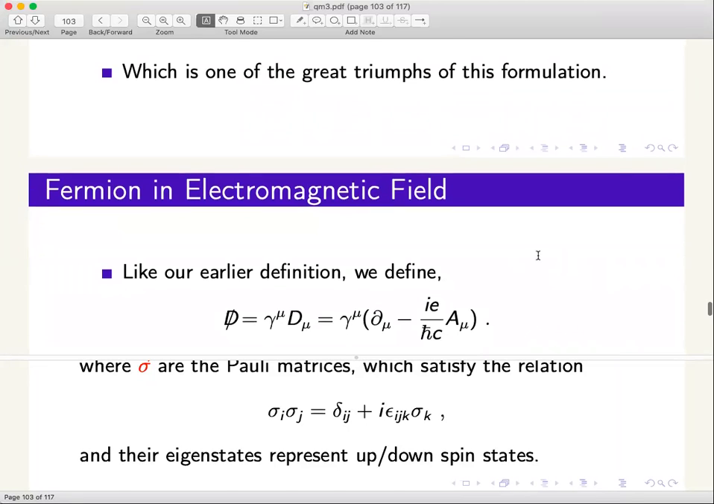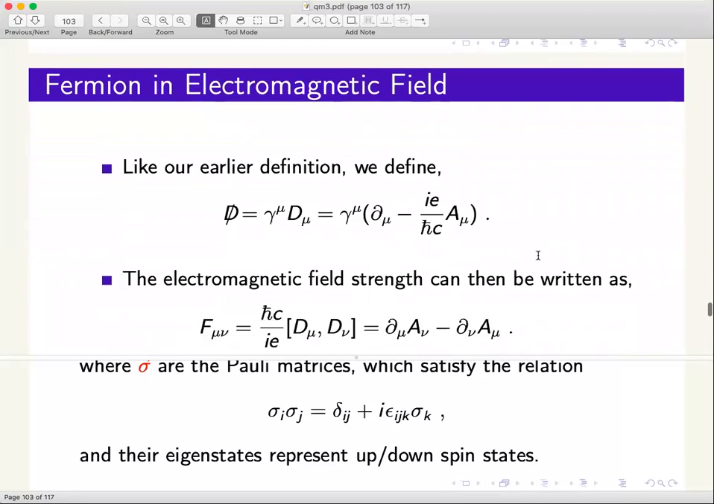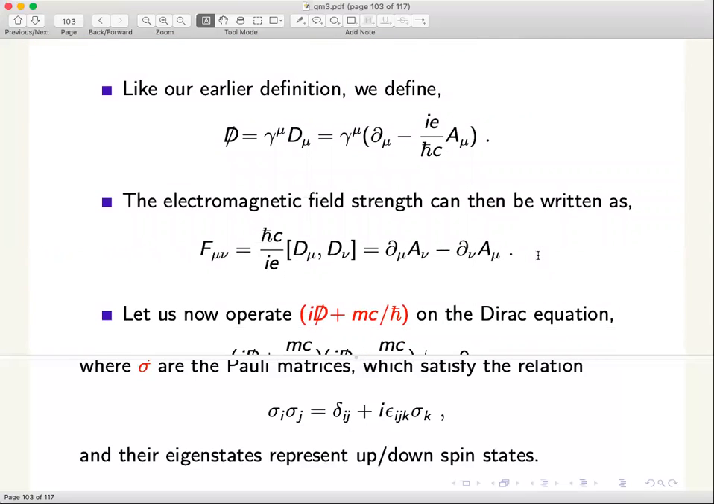So like our earlier definition where we defined the slash operators, we define a slash operator in terms of this covariant derivative also. The covariant derivative was the conversion of the minimal coupling piece, which was p minus e by c times A, to the operator form. So del mu minus ie upon h bar c times A mu is just the operator form of the minimal coupling, and we write D slash to be gamma mu D mu, exactly the way any other operator was written as a slash operator.